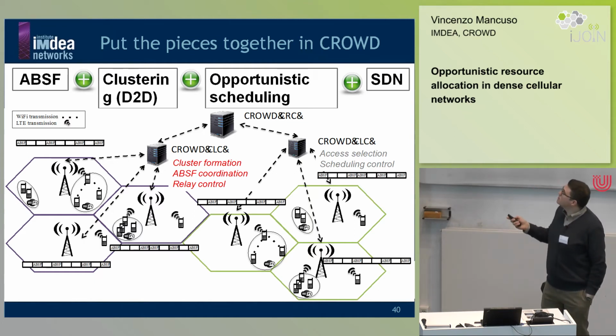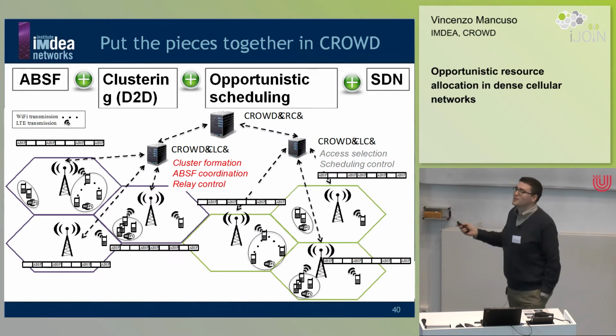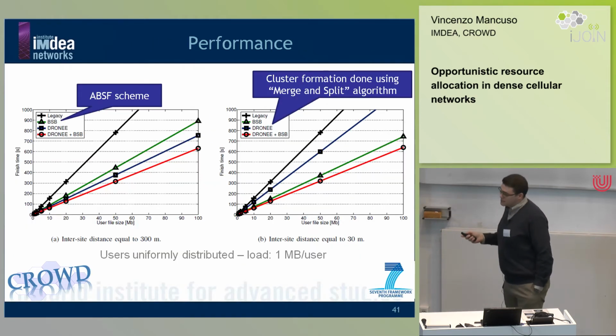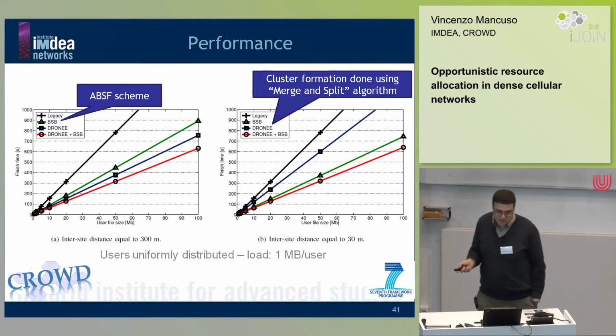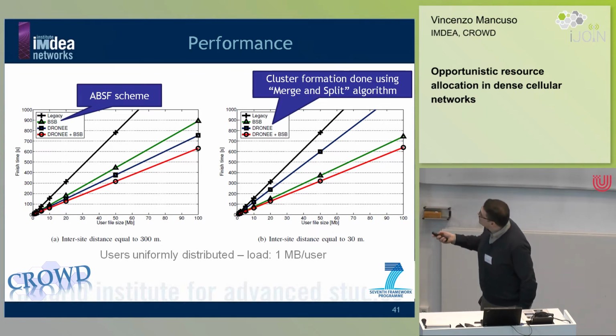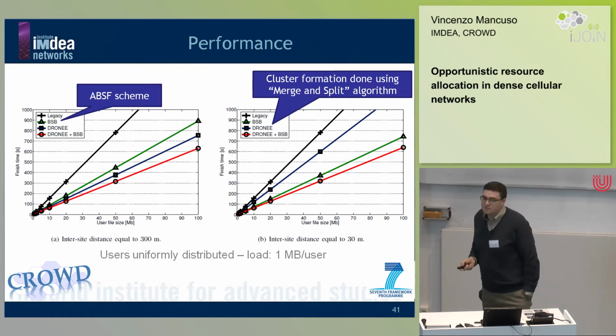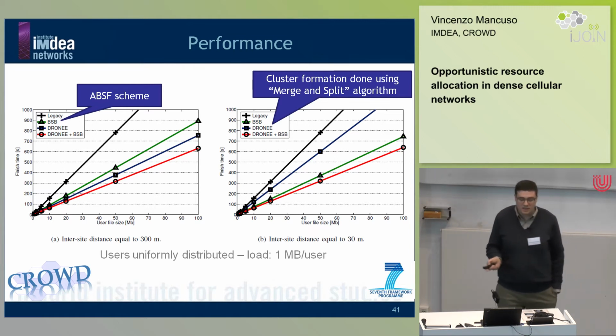So it's ABSF plus clustering with device-to-device communication plus opportunistic scheduling plus SDN to control all of them. That would be a good demo the moment we get it. Well, we have some nice results that really show that you can boost the performance a lot. Basically, in terms of finish time to complete the delivery of data, we can go down 60% or so in a real network.